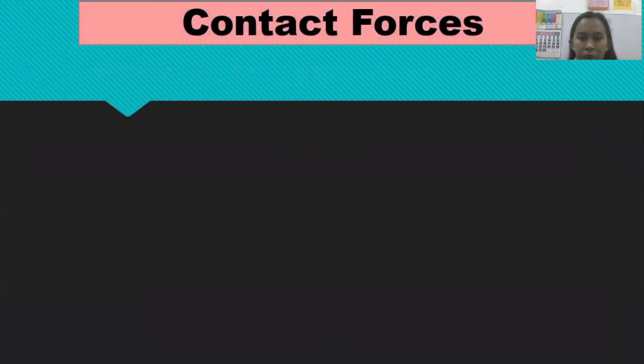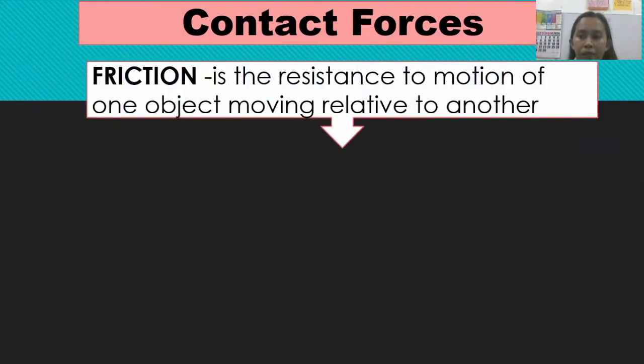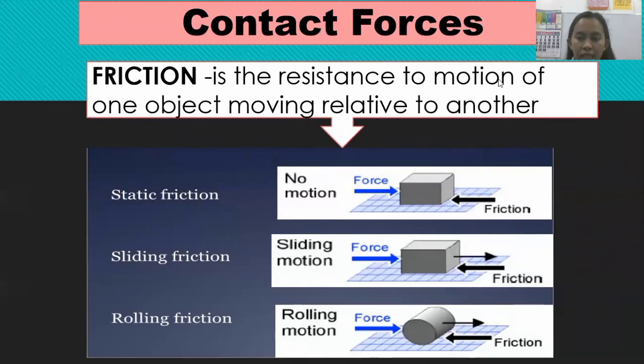Let's go first to the contact forces. There is one type of contact force, and that is friction. Friction is the resistance to motion of one object moving relative to another. There are three types of friction. The first one is static friction, the second one is sliding friction, and the third one is rolling friction.